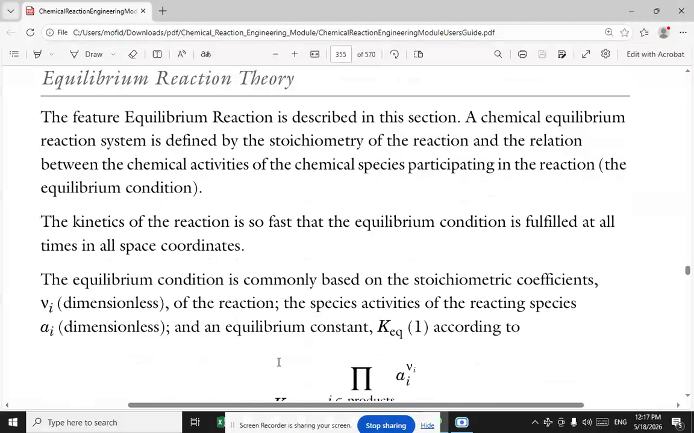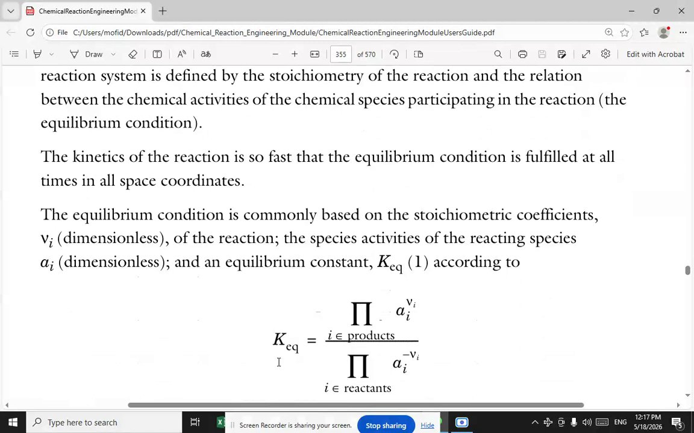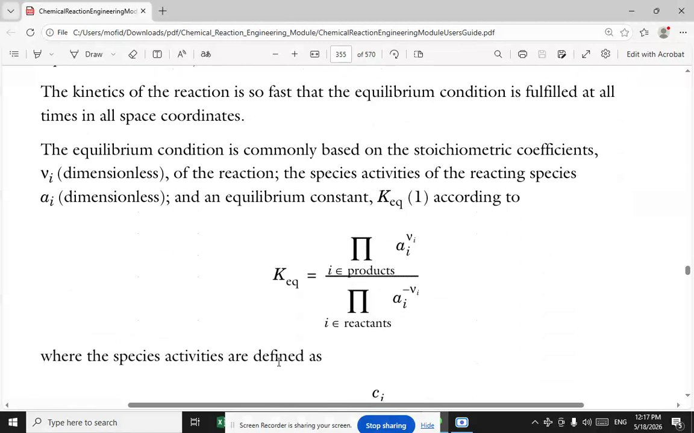The feature Equilibrium Reaction is described in this section. A chemical equilibrium reaction system is defined by the stoichiometry of the reaction and the relation between the chemical activities of the chemical species participating in the reaction, the equilibrium condition. The kinetics of the reaction is so fast that the equilibrium condition is fulfilled at all times in all space coordinates.